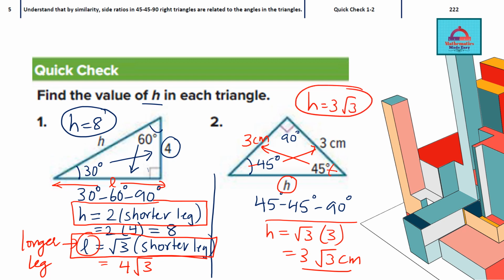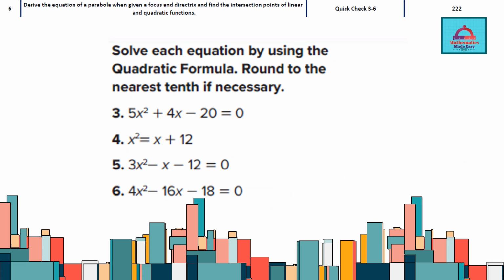Okay, let's move on. Questions using the quadratic formula. In case you have forgotten, I will revise for you. The quadratic formula is given by minus b plus minus square root of d by 2a, where d is called the discriminant and d square is equal to b square minus 4ac.